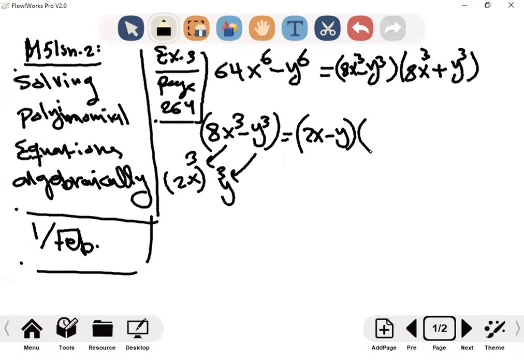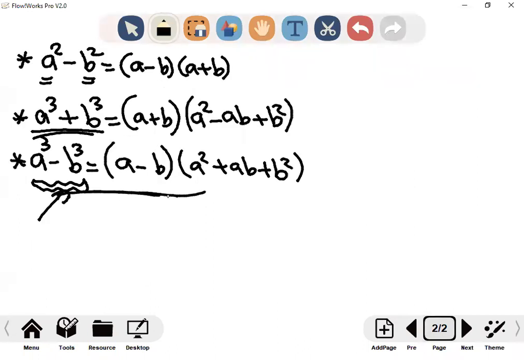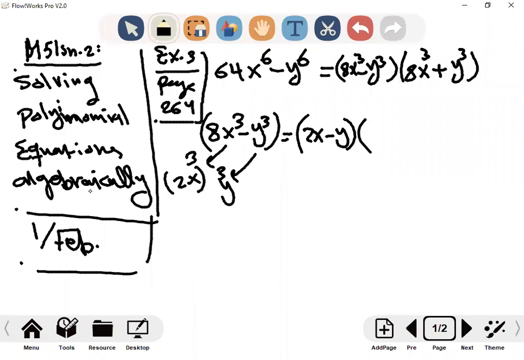Multiply. I'm applying this formula, guys. Are you with me? I'm applying this formula: a minus b, a power 2 plus ab plus b power 2. So a minus b with a power 2, meaning 4x power 2, plus ab, 2x by y, 2xy, plus b power 2, meaning y power 2. This is the first parenthesis.